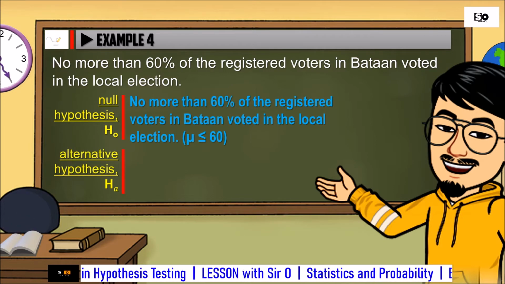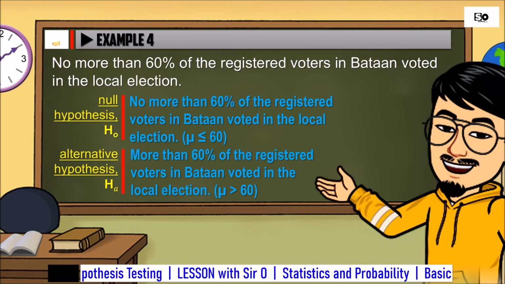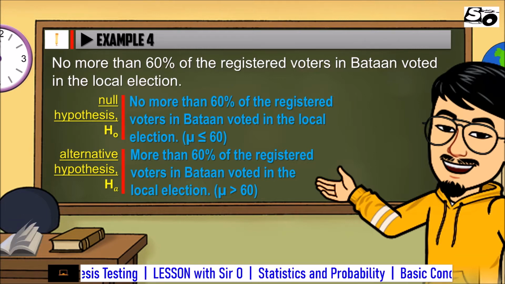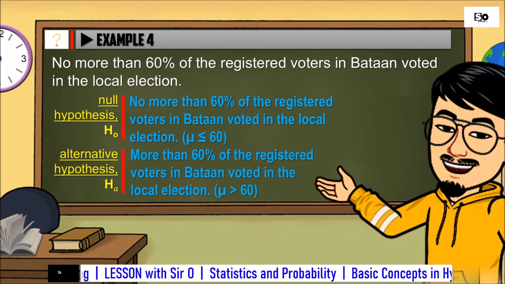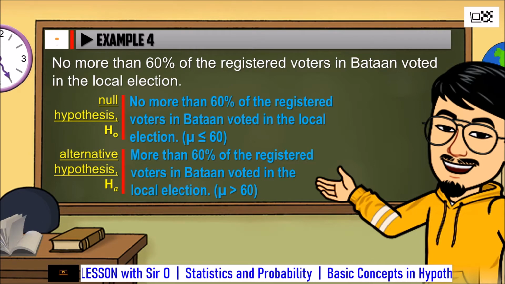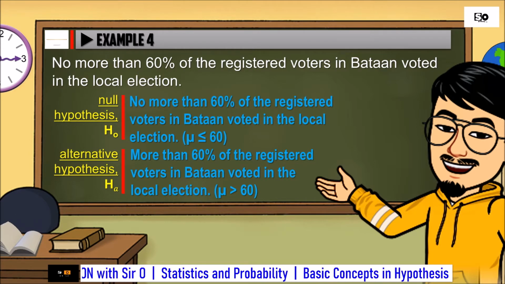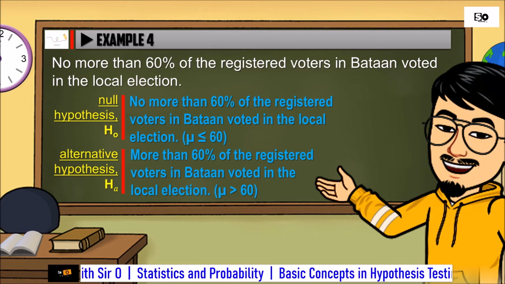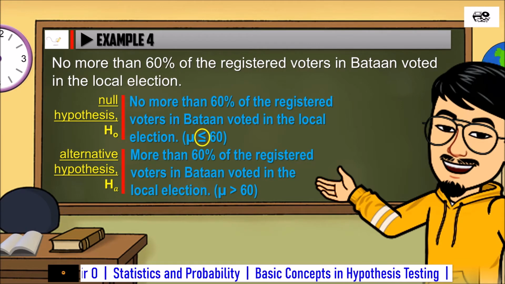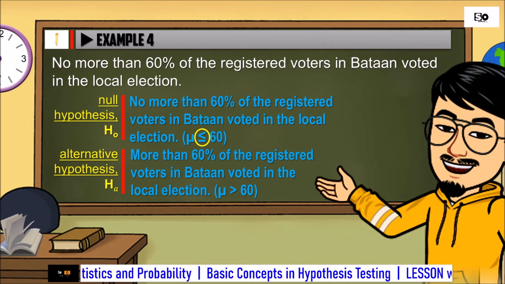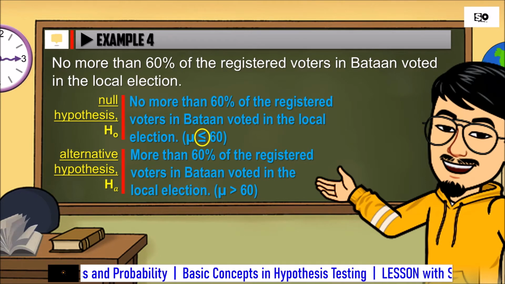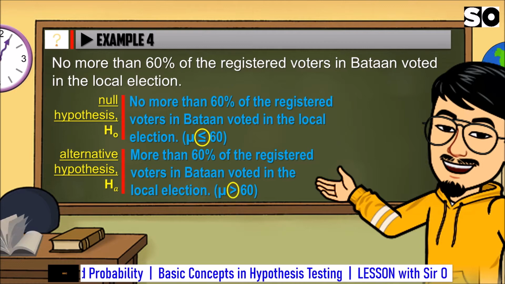Alternative hypothesis: more than 60% of the registered voters in Bataan voted in the local election, or mean is greater than 60. Observe that the alternative hypothesis is expressed with the greater than symbol because the claim or conjecture is specified to use the less than or equal to symbol.